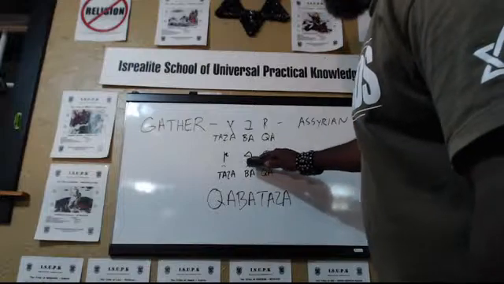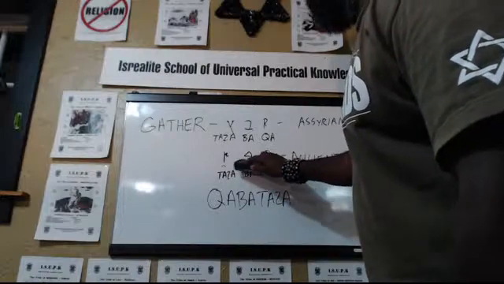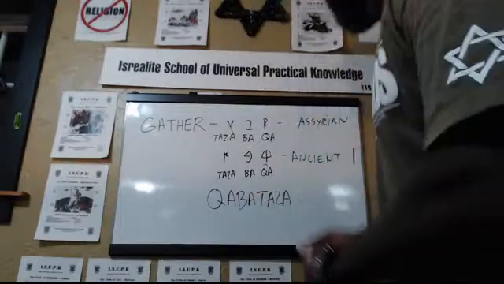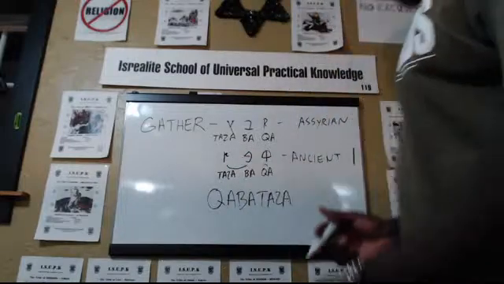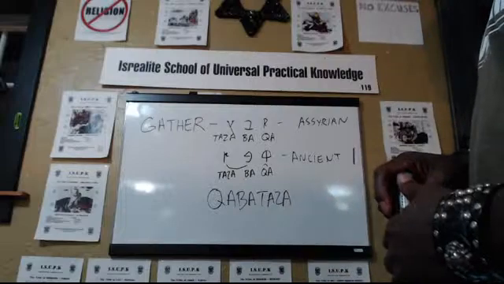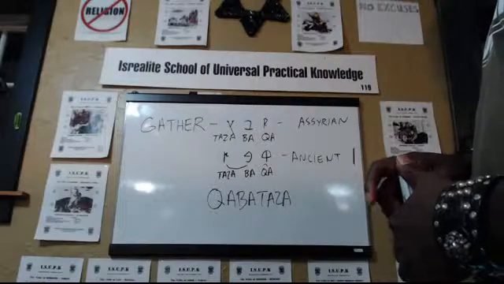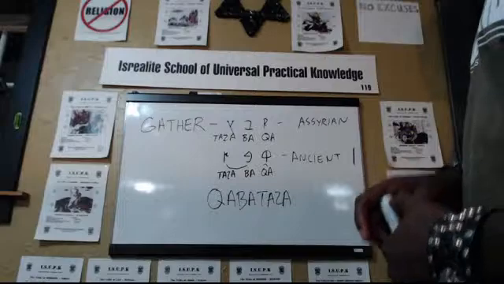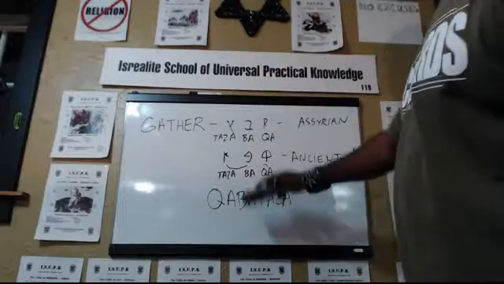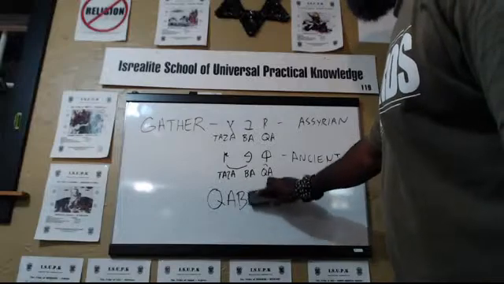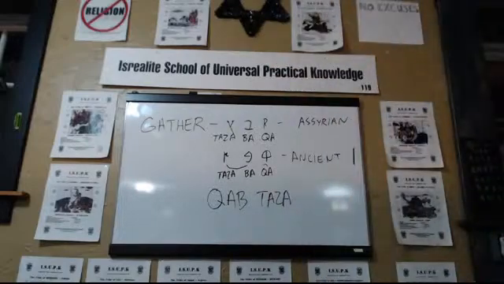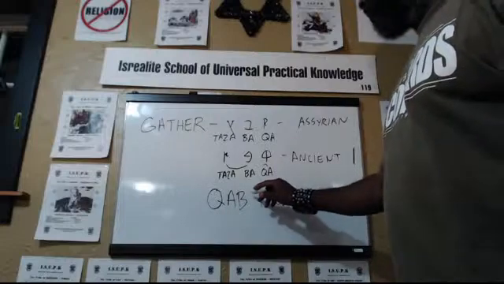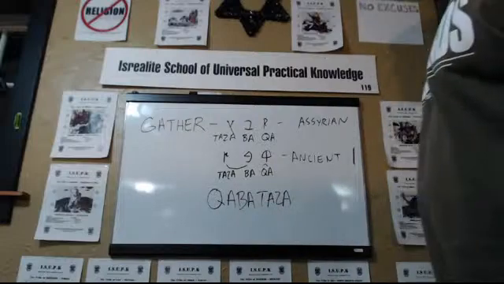Say these two letters were connected. Say the ba and the taza were connected. How would that change the word? If these two were connected, it would probably be quab taza. Quab taza. You're going to drop the letter that's there.